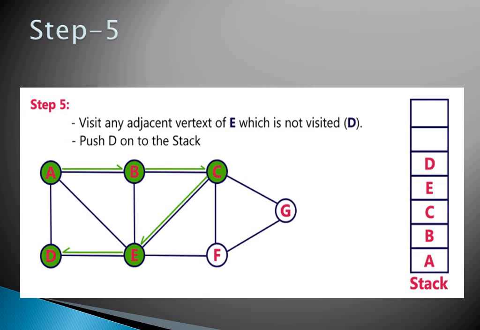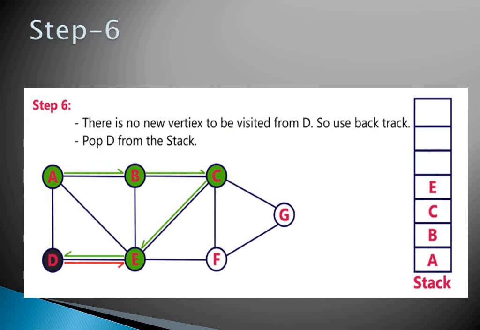Then again, the new vertex is what? That is E here, right? So again from E, you can visit either B, A, D, or F. But B and A are already visited here, right? So E to D, or E to F. We'll select this D here. Visit any adjacent vertex of E which is not visited, right? So we are selecting D here, okay? So we'll push that D onto the stack. You can see the vertices here are A, B, C, D.